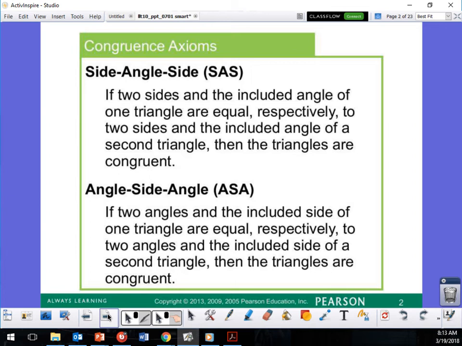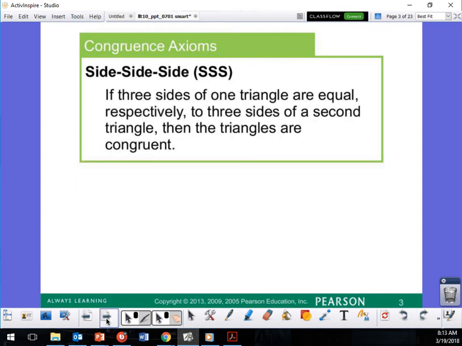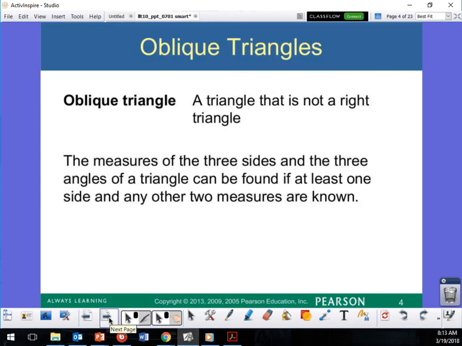For it to be angle, side, angle, the side has to be in between the two angles, touching both. And the next one is side, side, side. It's going to make sense when I actually go through and do it a little bit better.